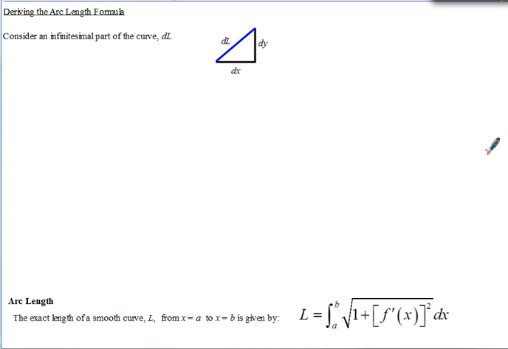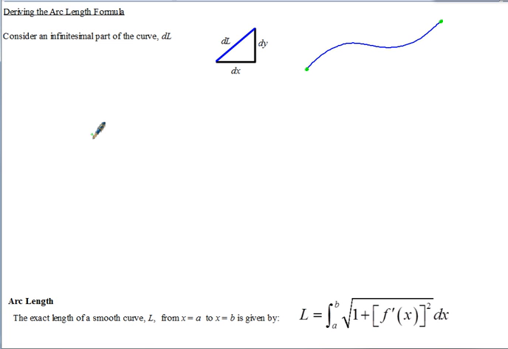These are the notes for AP Calculus on the topic of arc length. So what arc length refers to is the length of a curve. So if we have some curve here, and we want to know from this point here to this point here, what's the length of that curve, this is what the arc length refers to.